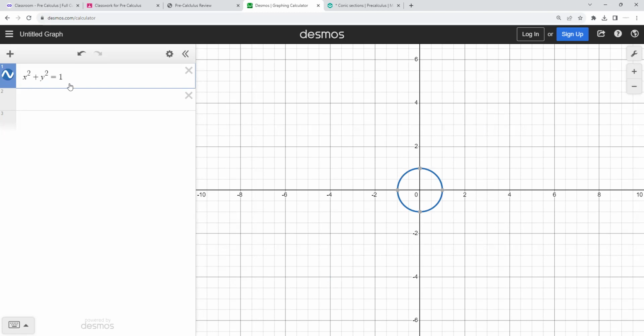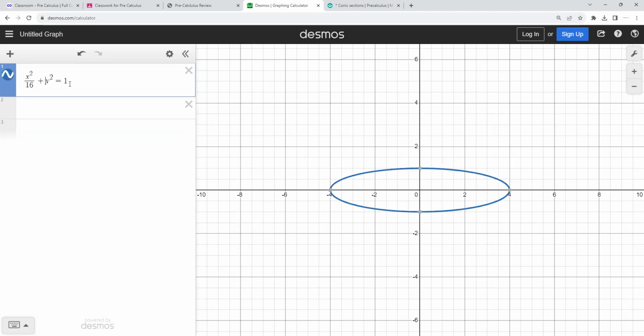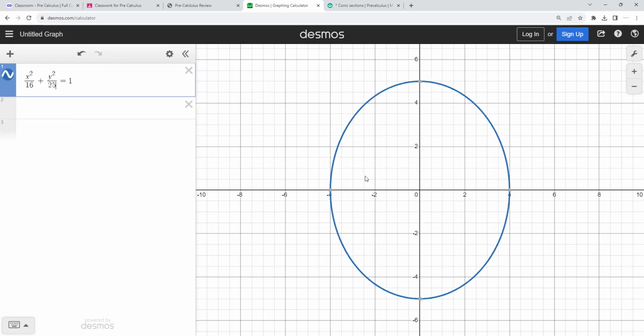So you can change the denominators here, and it'll just make it shaped like an egg, right? So you can see here, up and down, this is 5, left and right, this is 4. And that's what the square root of this is. Square root of this is 4, square root of that is 5. So for the x-axis, it goes left 4, right 4.